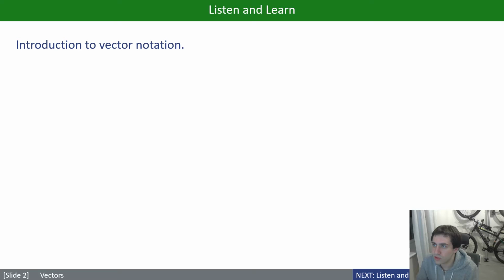Okay, so we're going to introduce the fundamentals of vector notation. That is, what are vectors, how do we define them, and how do we refer to them mathematically? What is the technical notation? There's a few different types of notation, so we just want to cover a few of the basics so that we're familiar with each and the difference between them.